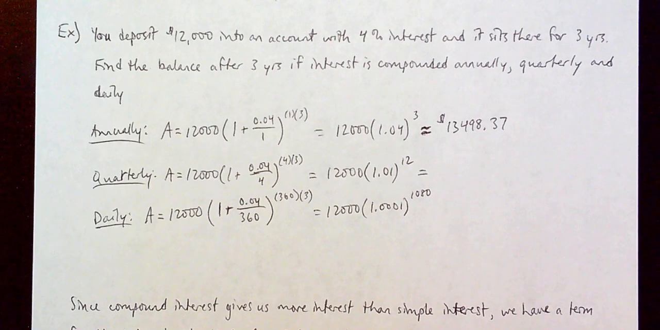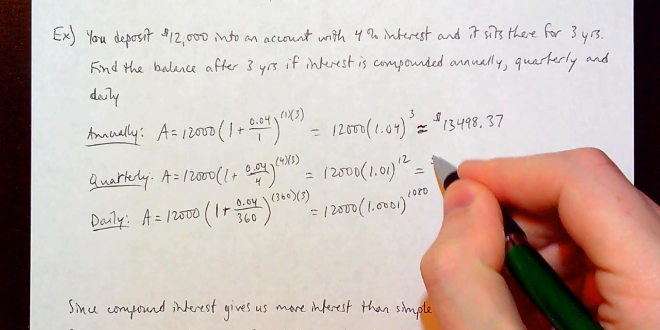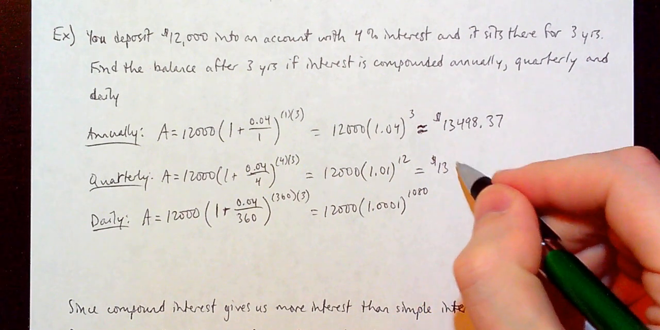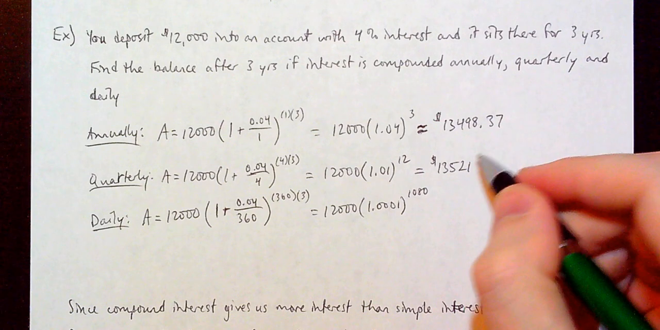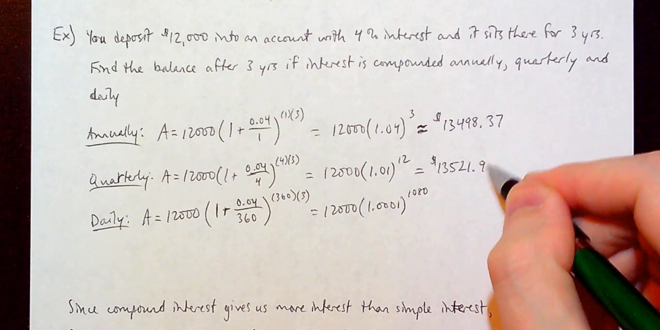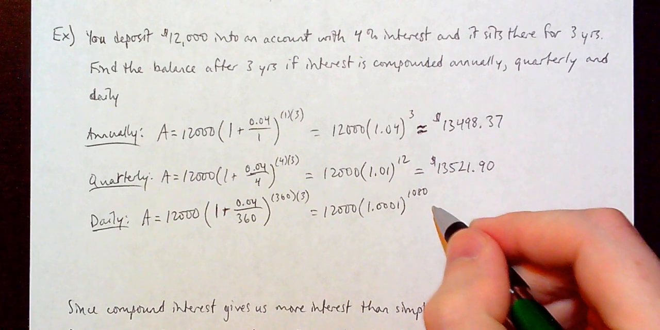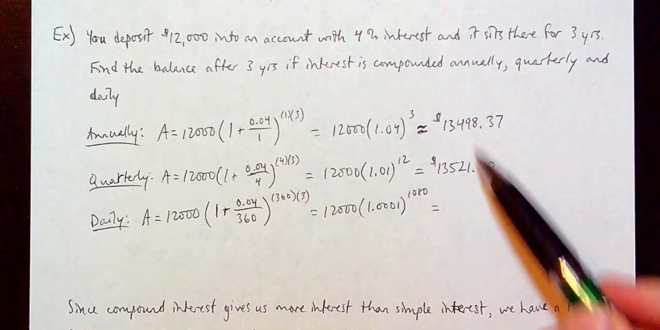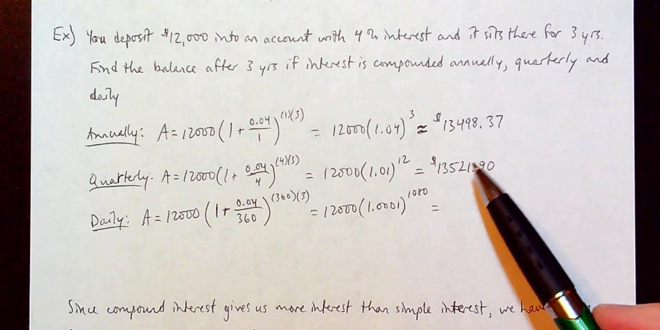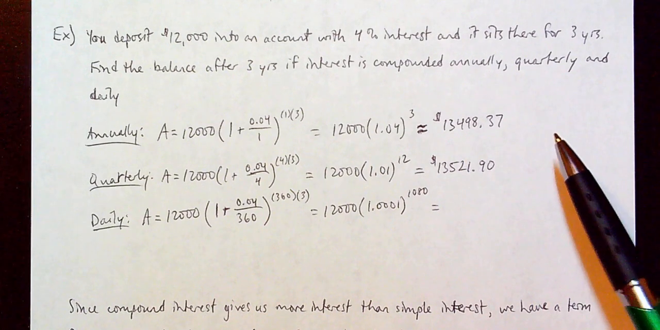Second one, if I do 1.01 raised to the 12th power, that's going to give me 1.1268 and then some numbers after that. Multiply that by 12,000. We get $13,521.90. So we can already see a little bit more. As I said, not a lot more, but it is a little bit more.